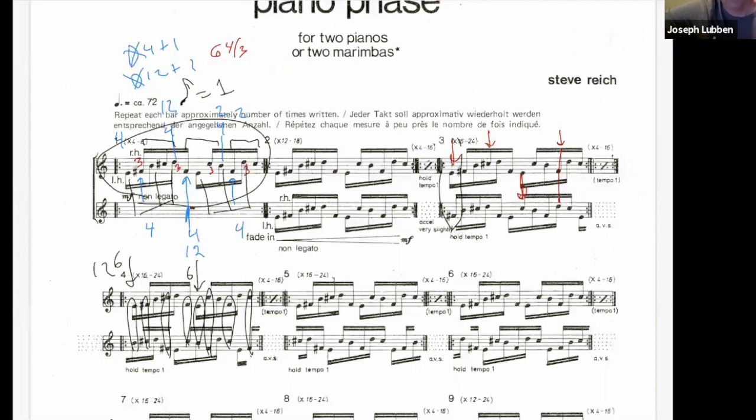So listen to this one more time. We're going to listen to the beginning, 3 minutes or so, to go through some of these phases and some of these transition sections and see what you hear, if it corresponds to any of the things I've been saying.